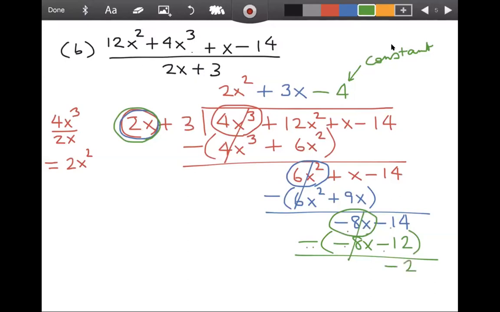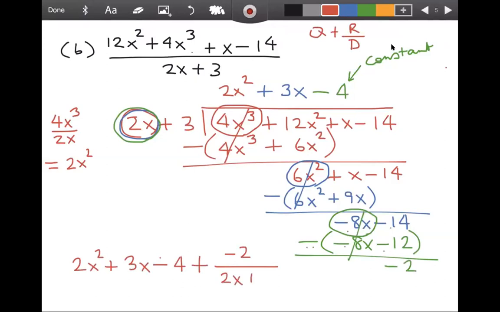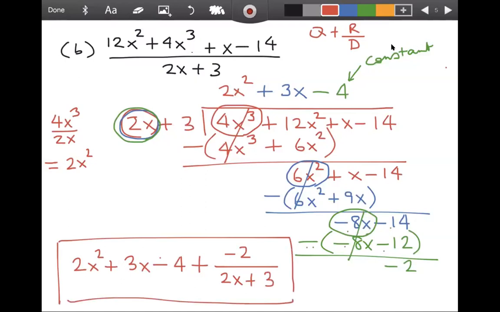So the answer, which again has the form quotient plus remainder over divisor, would be the quotient, which is 12x squared plus 3x minus 4, plus the remainder, which is negative 2, over the divisor, which is 2x plus 3. All right, and that's going to be my answer.